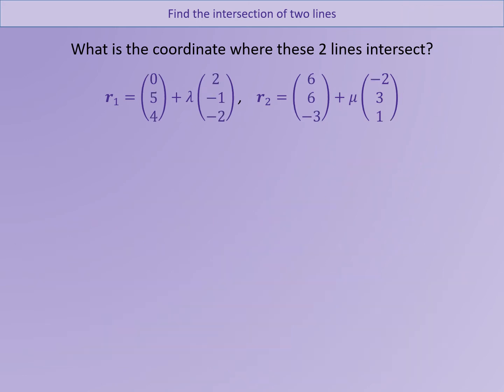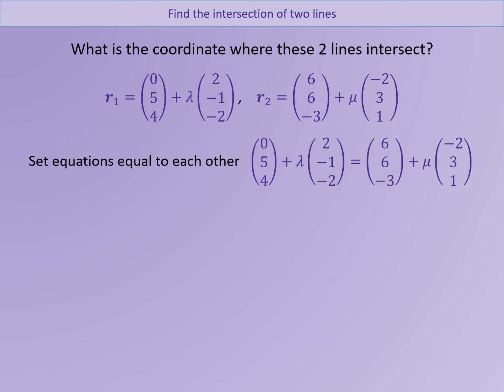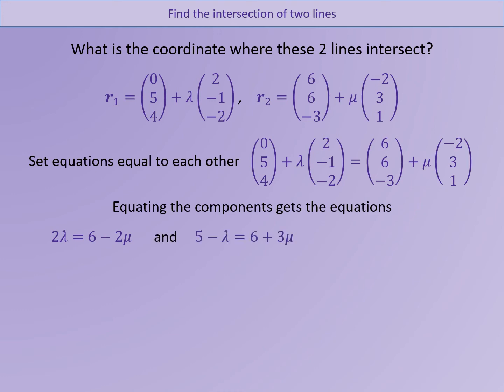We're now going to try to find the point of intersection of these two lines. So we're beginning the same way, setting the two equations equal and writing down an equation for each of the three components. So we get 0 plus 2 lambda equals 6 minus 2 mu, 5 minus lambda equals 6 plus 3 mu, and 4 minus 2 lambda equals minus 3 plus 1 mu.